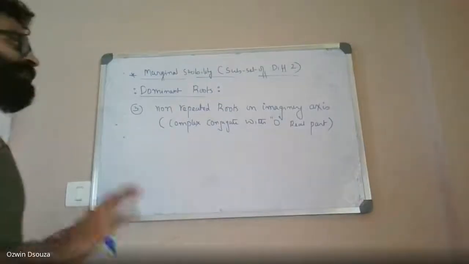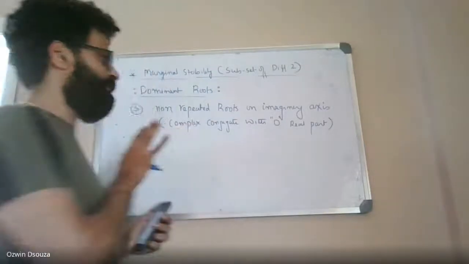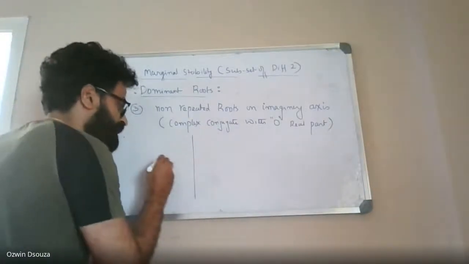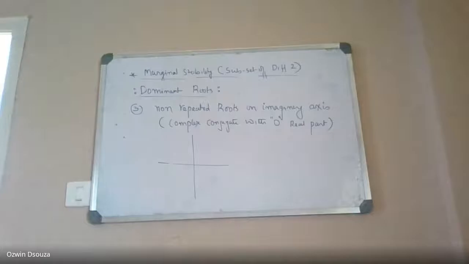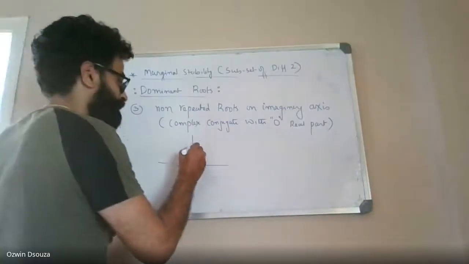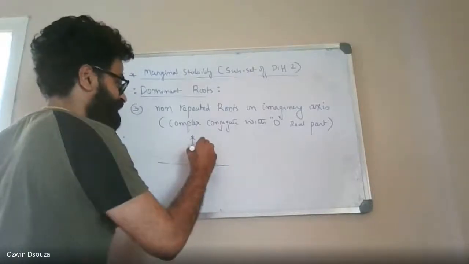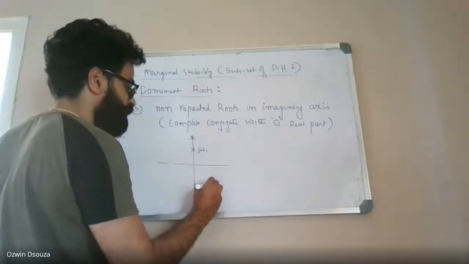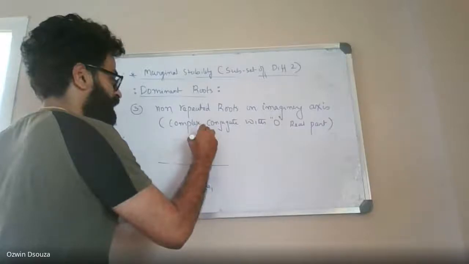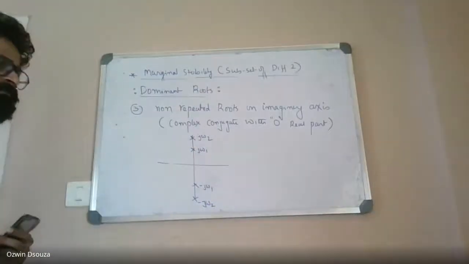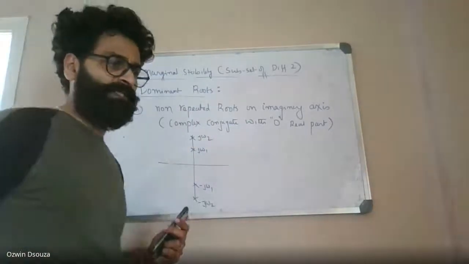Non-repeated roots on imaginary axis. That means to say they are purely complex with the zero real part. So what do you get the pole zero plot as? Something like this kind you will get. Say, let's say this is j omega 1, this is minus j omega 1, and let's say this is j omega 2, and this is minus j omega 2. I'm very sure that I've discussed everything actually in the beginning of this stability chapter.